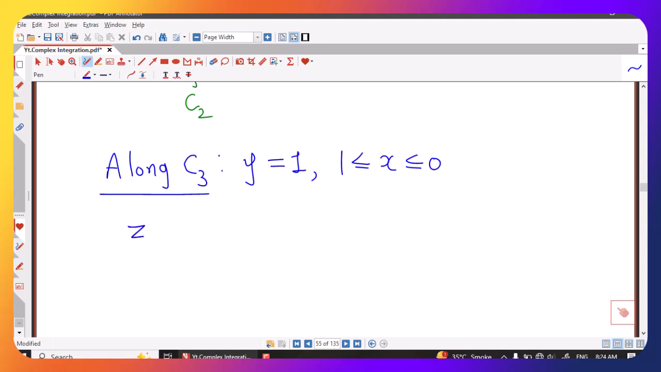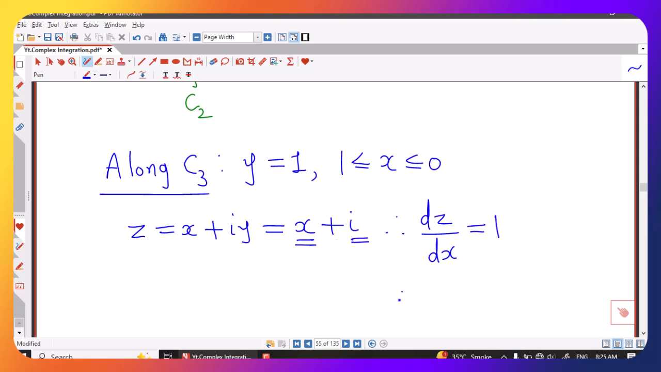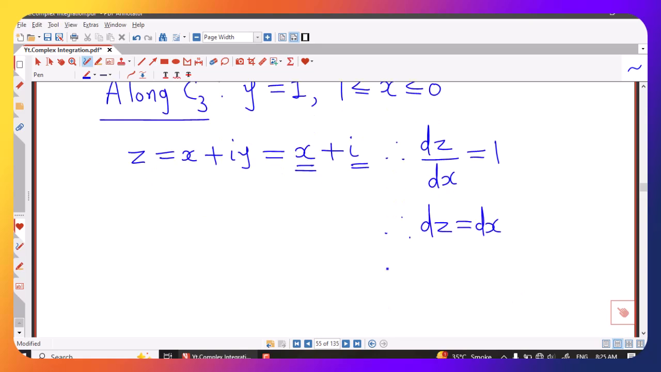So along C3 z is x plus iy, and we put y equal to 1. So we have x plus i, and if we differentiate with respect to x, we have dz by dx equal to derivative of x is 1, and this is constant, its derivative is 0. Therefore we will replace dz by dx.